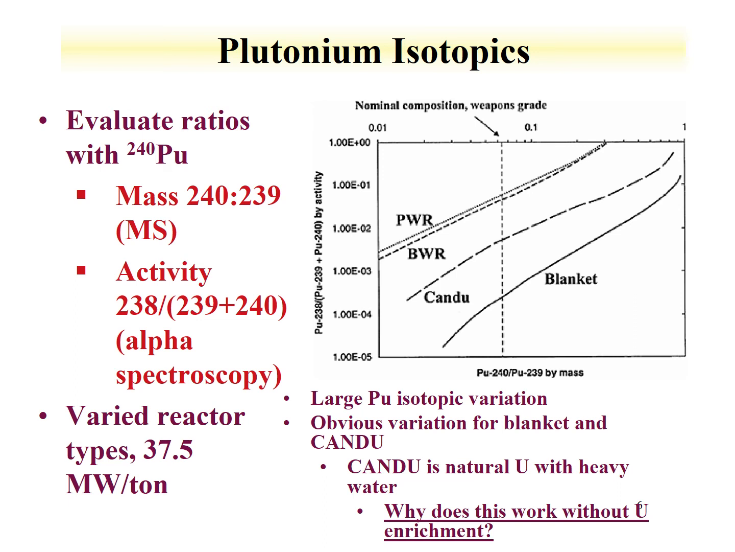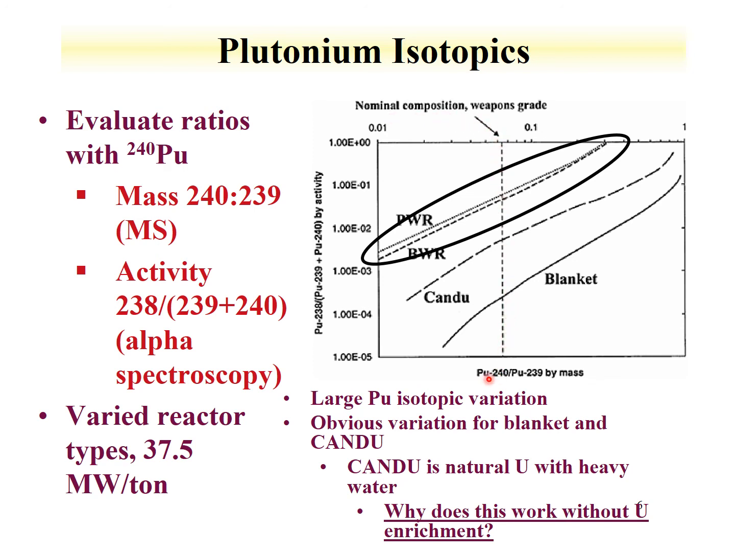Plotting this is shown here, where the plutonium-238 divided by the plutonium-239 plus plutonium-240 activity is plotted against the 240 to 239 mass. What's shown here, and this is varied reactor types at 37.5 megawatt-days per ton, is that you can even evaluate differences between pressurized water reactors and boiling water reactors, although the difference isn't that great. However, it can be observed. And here's your nominal composition of weapons-grade plutonium.